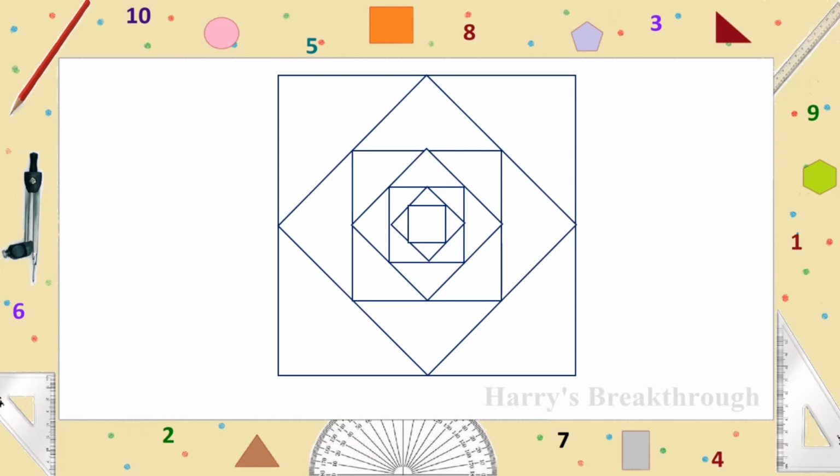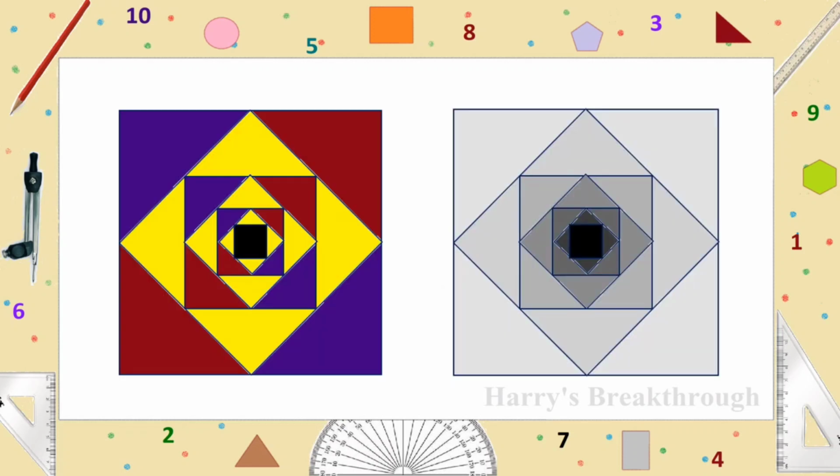Now you can color this pattern with your own choice or with your own ideas and then send it to your mathematics teacher. Like this, you can color this pattern with any colors of your own choice and send these patterns to your mathematics teacher. You can draw different geometrical patterns using triangles and squares. I will introduce you many other geometrical patterns in my upcoming videos.